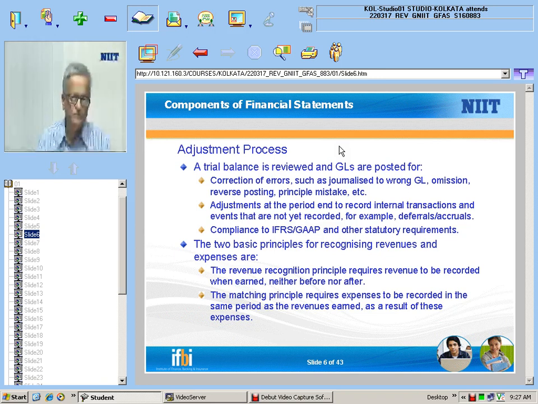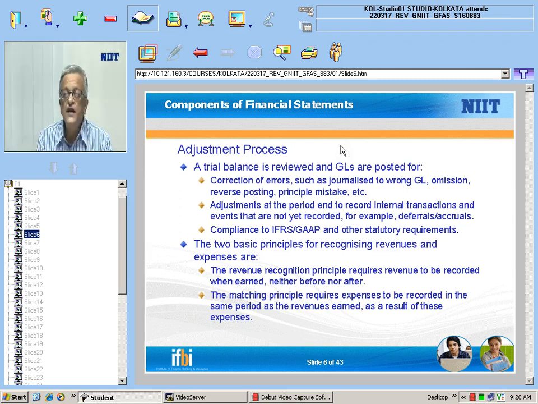Now, in the case of deferral, cash is received in advance or cash is paid in advance. We call it prepayment. In such cases, you cannot account for those amounts in your income and expense statement. You have to debit a separate account called the prepaid account, or credit the unearned revenue account, so that those will be asset or liability accounts. Third point, compliance to IFRS and GAAP and other statutory requirements.